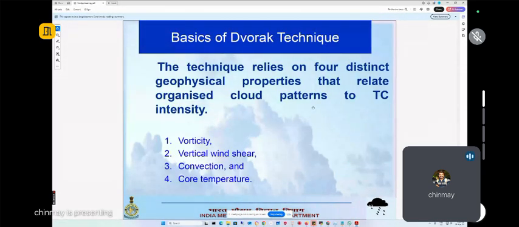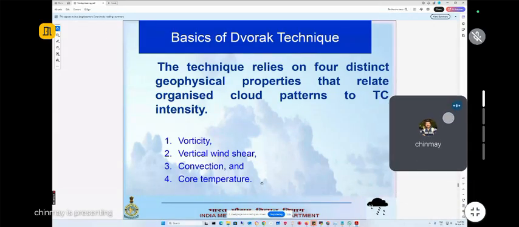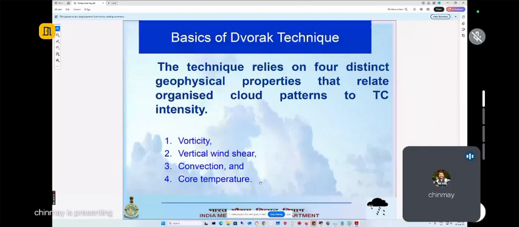Now, what this technique does is, the technique relies on four distinct geophysical properties that relate organized cloud patterns to the tropical cyclone intensity: vorticity, vertical wind shear, convection, and core temperature. These are the four fundamental physical properties based on which the tropical cyclone cloud organization happens, and you will get information about what the intensity of that cyclone will be.